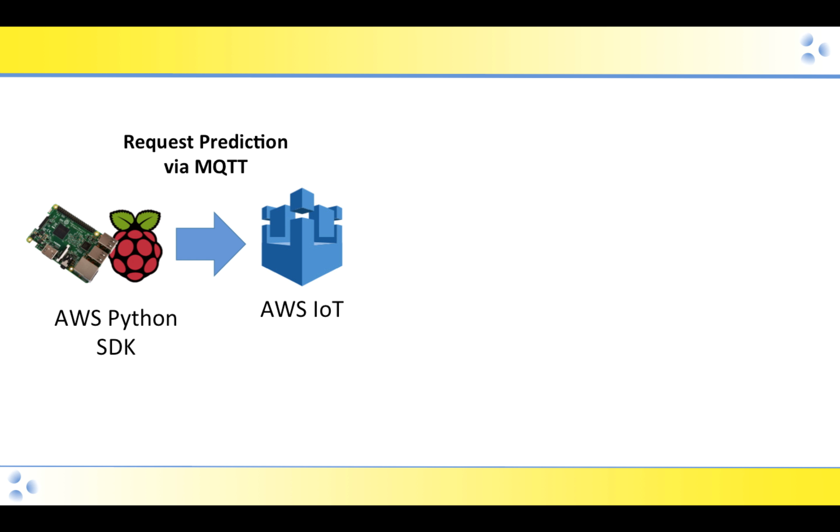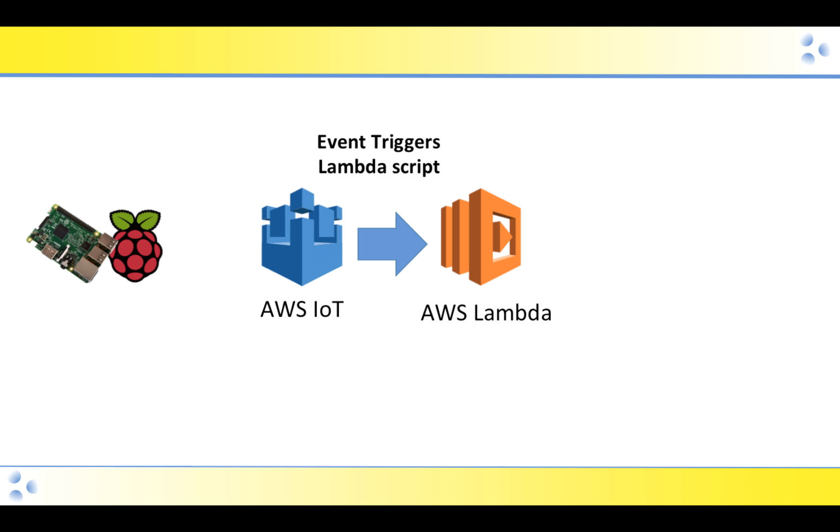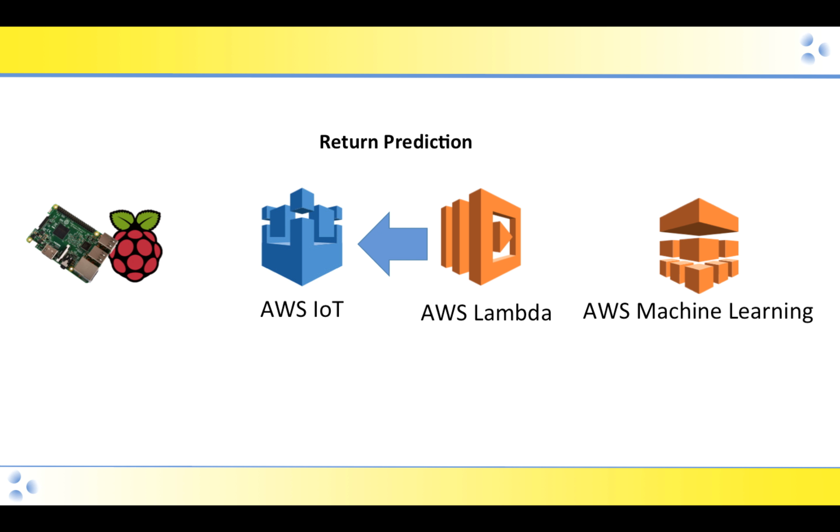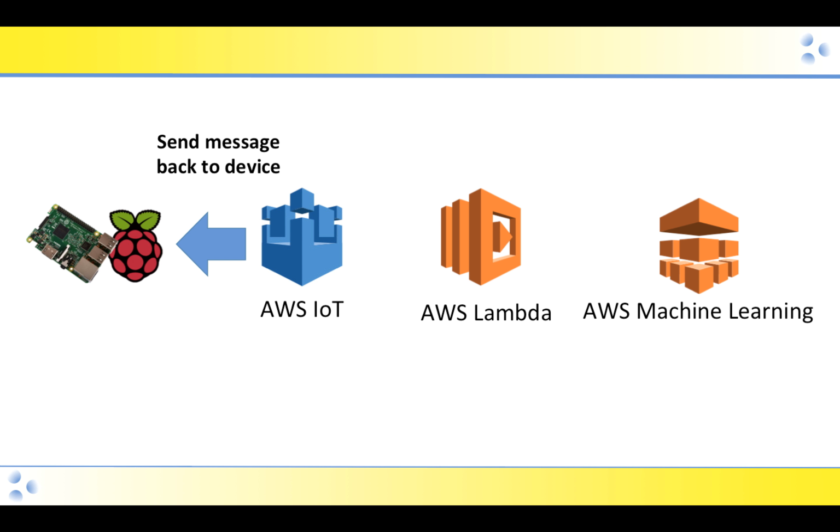So the device then requests a prediction from the Amazon Web Service IoT Hub, and it sends that request via the MQTT protocol. The IoT Hub then triggers a Lambda script, and that Lambda script then sends the request to the machine learning endpoint. The machine learning endpoint then retrieves the prediction for each of the films and returns those predictions back via Lambda script, which then returns the information back to the IoT Hub and sends the message back to the device.